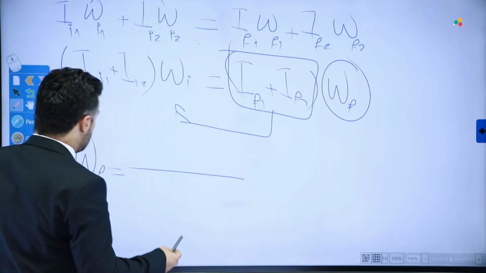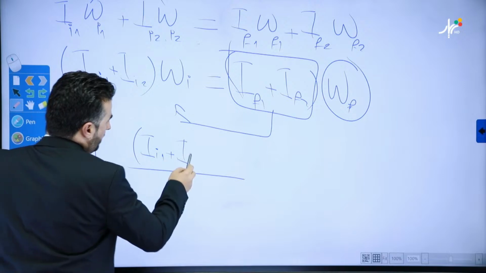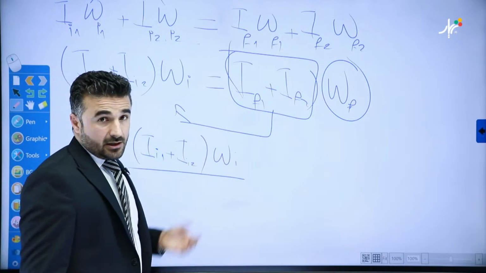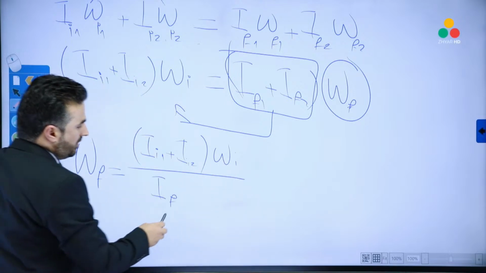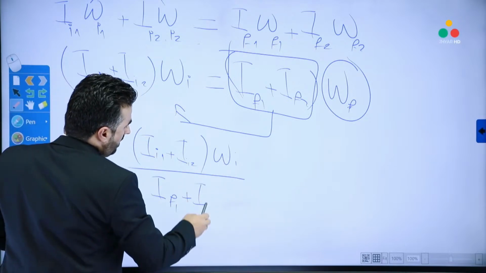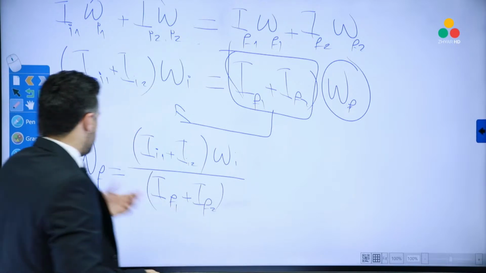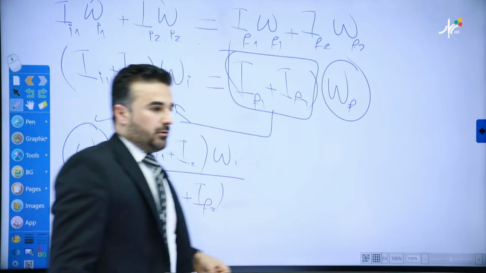In this case, of course, you will say I initial for object 1 plus I initial for object 2, multiplied by the initial angular speed, divided by the moment of inertia final of object 1 plus the moment of inertia final of object 2. This is what you're going to use to find the final angular speed.